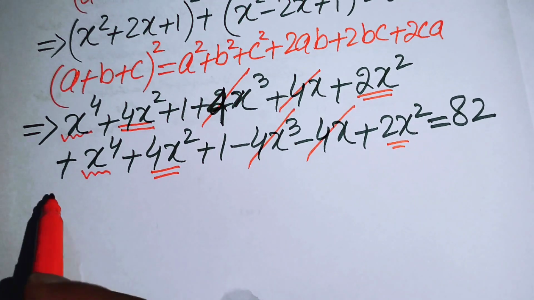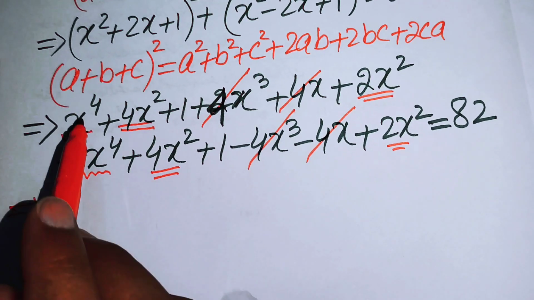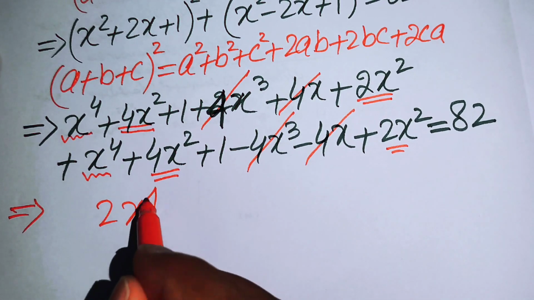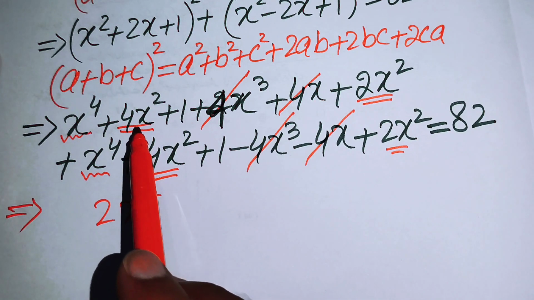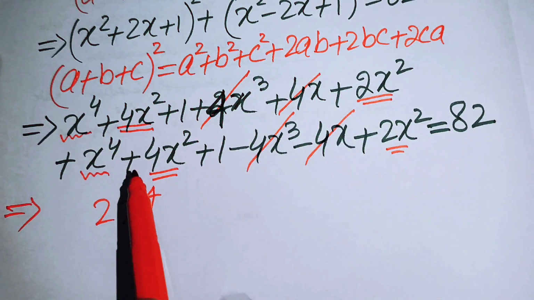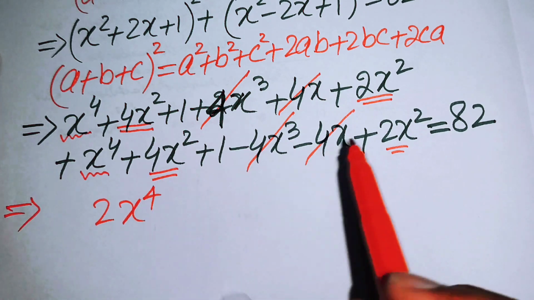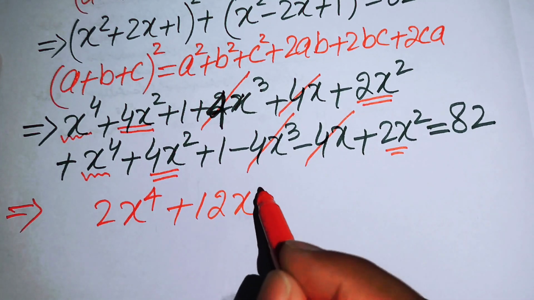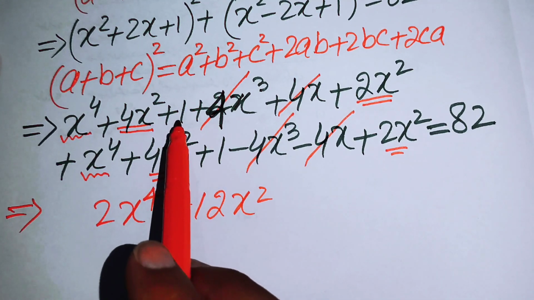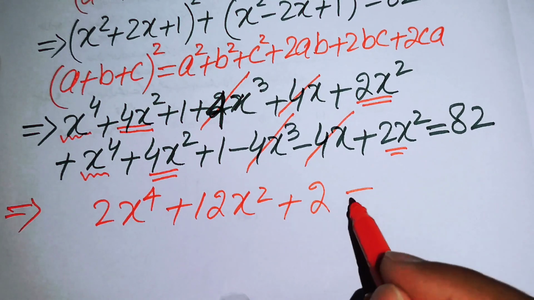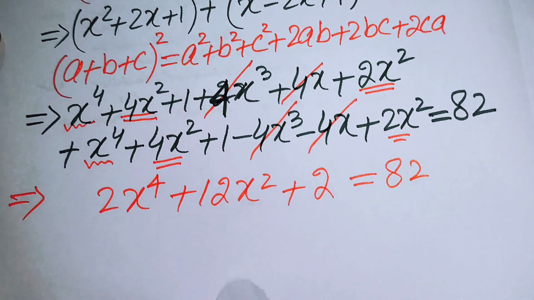So now I can write here, first you combine x^4 plus x^4, you get 2 times x to the power of 4. After that you combine 4x² plus 2x² is equal to 6x², and plus 4 is 10x², and plus 2 is 12x². After that we have 1 plus 1 is equal to 2, and whole is equal to 82.